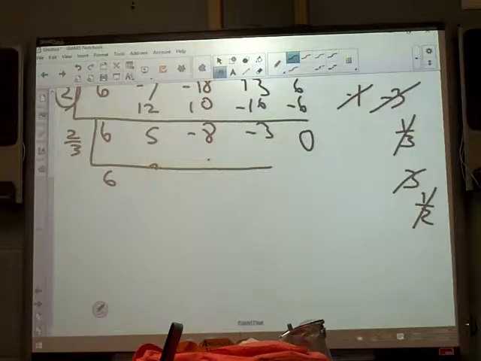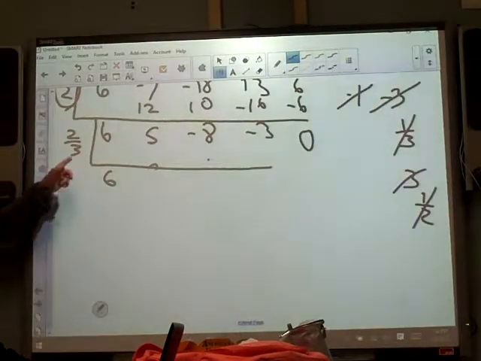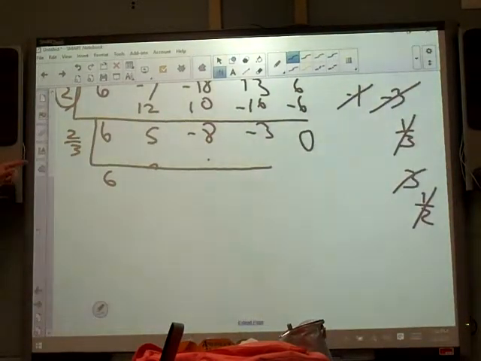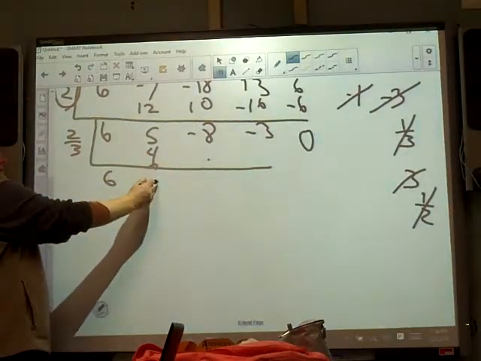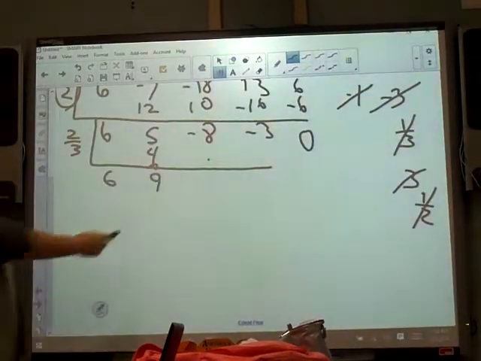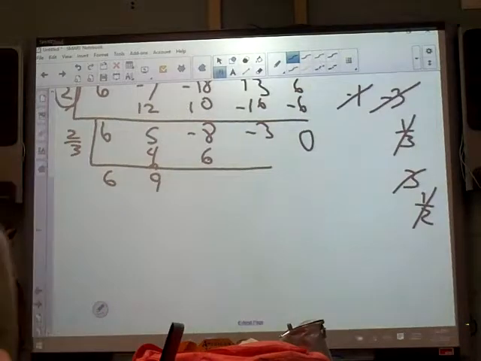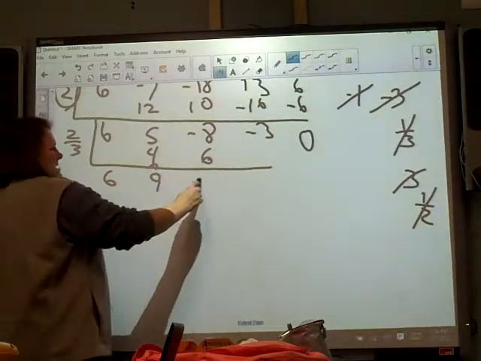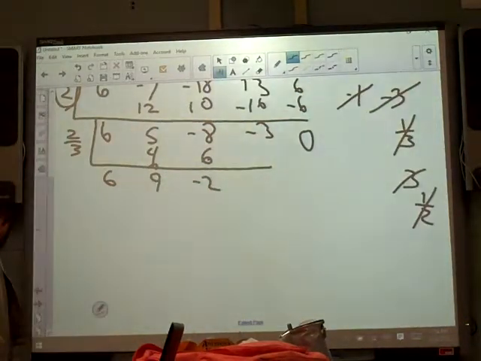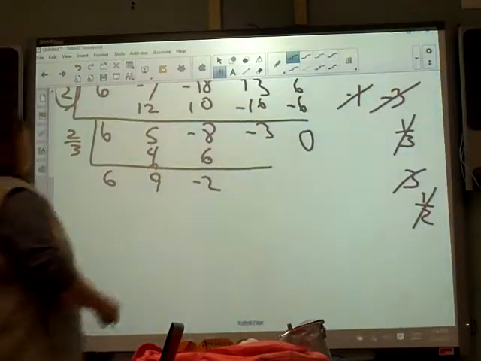Is it possible that 2 is the only answer? It's not though. But some of them might be. It could be. 6 times 2/3 is 4. 9 times 2/3 is 6. Negative 8 plus 6 is negative 2. That's negative 4/3.